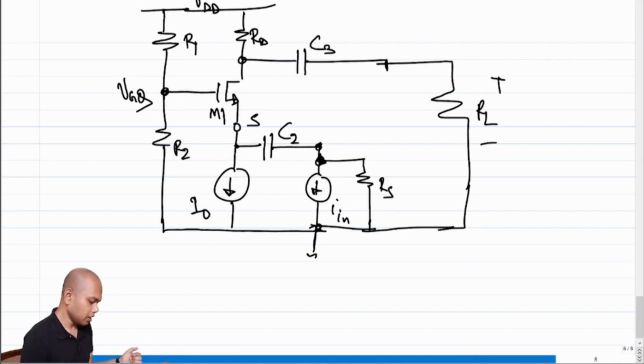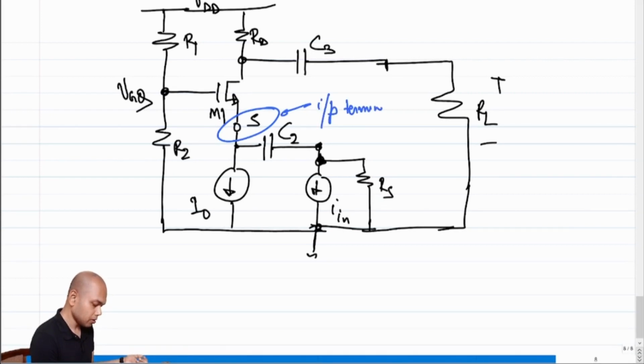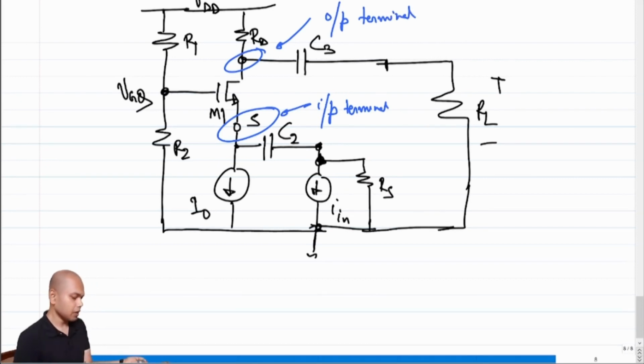Okay. So now what do you think is the input resistance? What will be the input resistance in the incremental model? What is the input terminal? So clearly this is the input terminal. What is the output terminal? So clearly this is the output terminal. Right? So what is the input impedance?